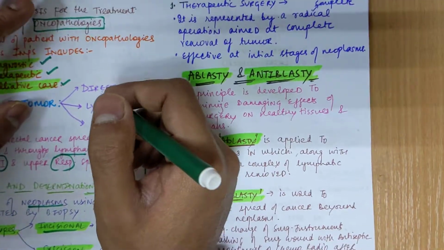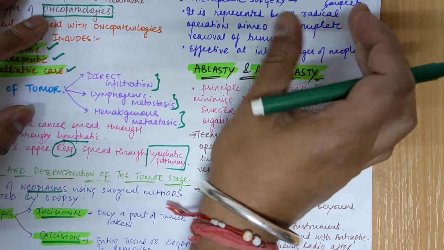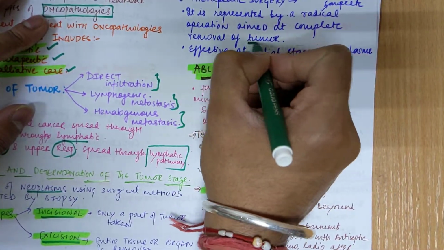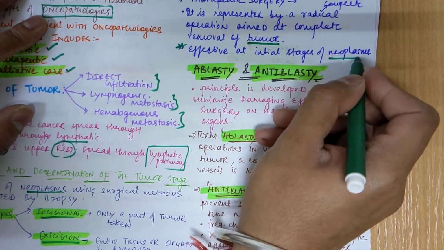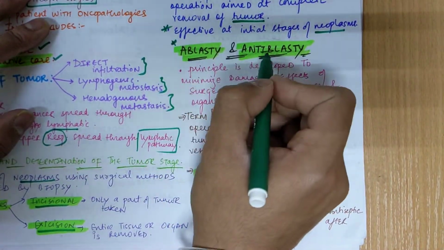Now, therapeutic surgery. Therapeutic surgery is represented by radical operation or complete operation. A complete operation is aimed at complete removal of the tumor, and this is actually effective at the initial stages of the cancers. Now we have two terms, ablastics and antiblastics.